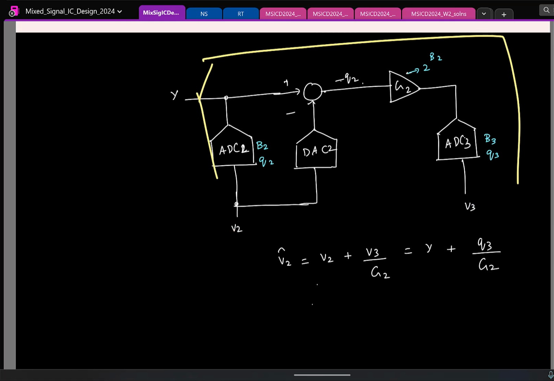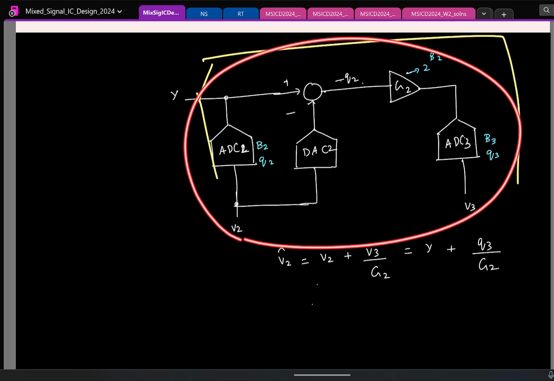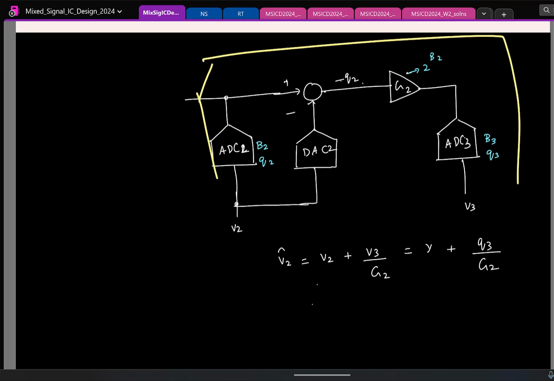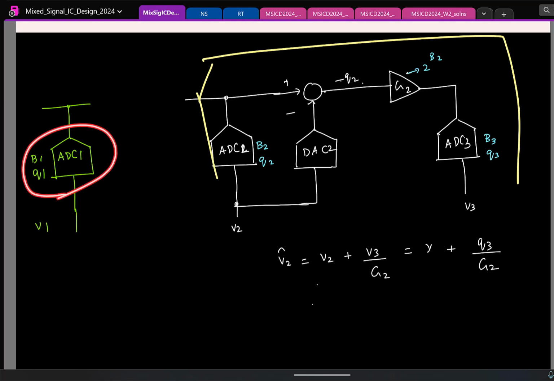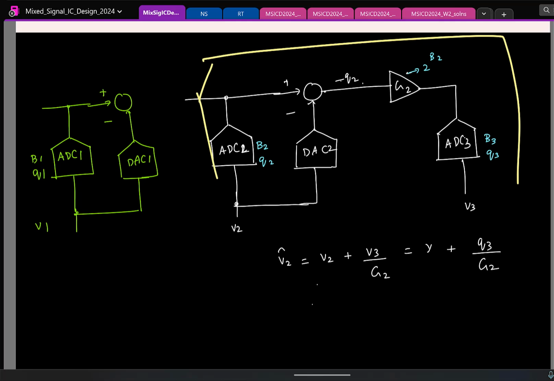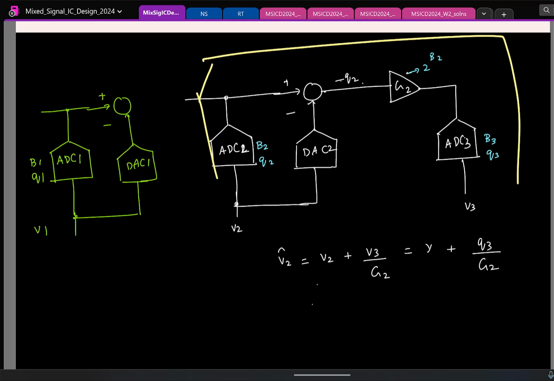Now I am going to use this as the second ADC in my usual 2-step ADC, right? Which means I'll basically do the same thing as before. The first ADC is here, let us say having B1 bits of resolution, quantization noise of Q1. Now my goal is to cancel the quantization noise of this fellow. So I'll take this, pass it through a DAC, subtract it, and what should I do after subtraction? I should amplify it. What is the gain I will use? 2 power B1.